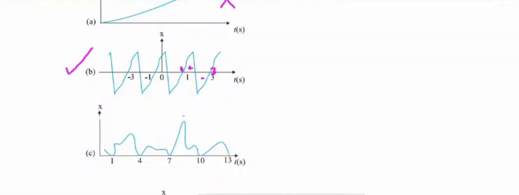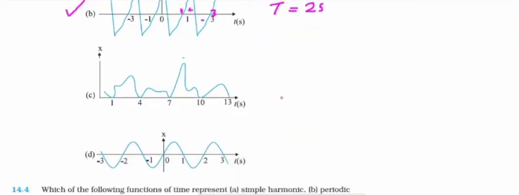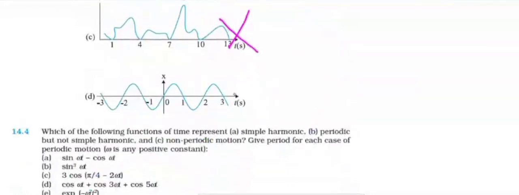So for a complete positive part and a negative part, the time taken is 2 seconds. The same is applicable for the left hand side also. Therefore, we can take T is equal to 2 seconds. And part C, okay, it is not periodic motion. You can see there is no element of repetition there.